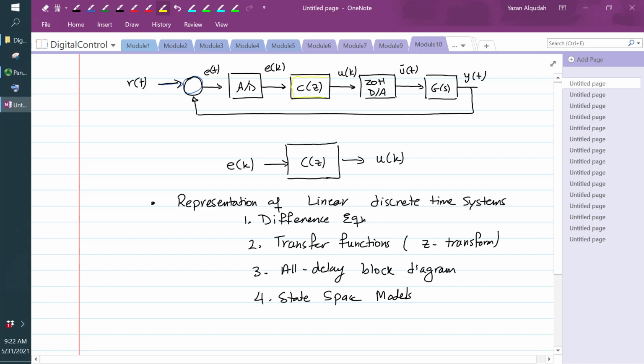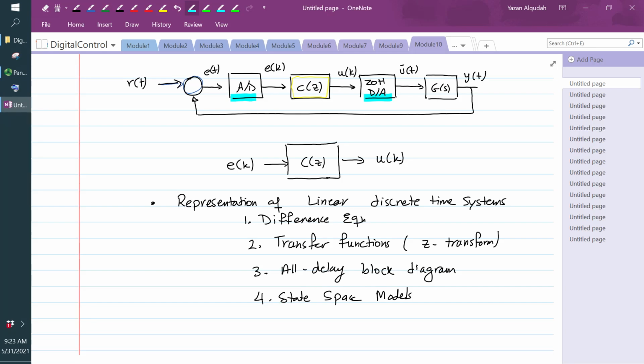Now C of Z, we call it the controller, the compensator, a filter. What we are interested in is how to represent this block. So again, in the previous modules we looked at the analog to digital converter and the digital to analog converter, and what we are interested in today's module is the representation of this filter or controller or compensator C of Z.